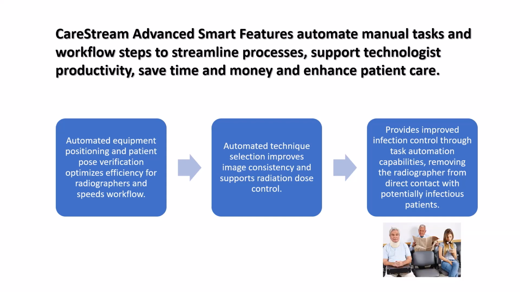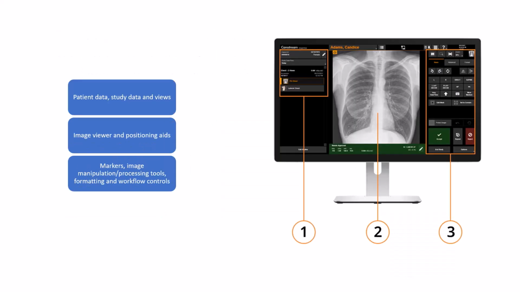By optimizing the use of this system, it improves infection control through task automation capabilities, removing the radiographer from excess direct contact with potentially infectious patients. Here we see three different areas of the screen. Number one is the patient data, study data, and the different views. Number two is the image viewer and positioning aids. Finally, we see the tools, which are markers, image manipulation, processing tools, formatting tools, and workflow control tools.